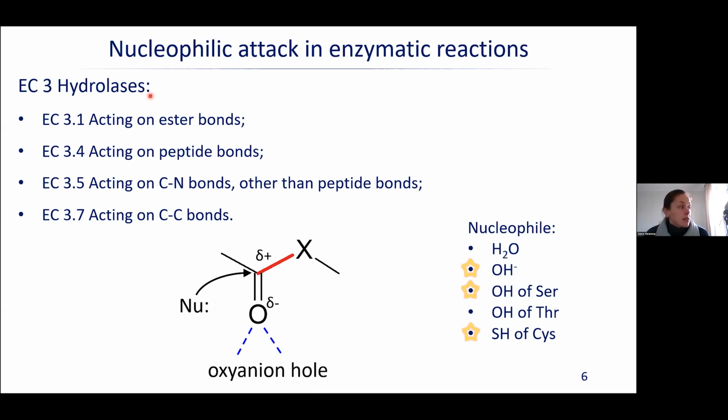Those are hydrolases of different types that can hydrolyze peptide bonds, other C-N bonds, ester bonds, or carbon-carbon bonds. And nucleophiles are also very different. Those can be the side chains of amino acid residues, or in case of metal enzymes, those are water or OH minus anion. So we'll focus on these 3 examples marked here.